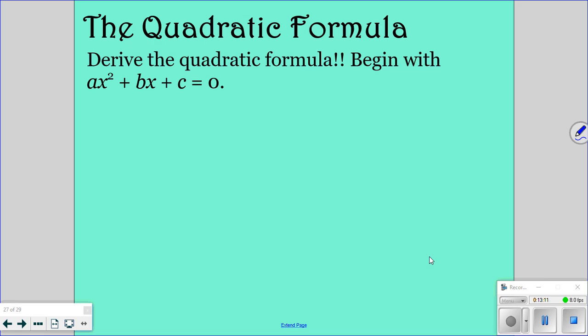You will have to do this on a test. You will have to derive the quadratic formula. So y'all can pause the video as you need to, but I'm going to go over what you're supposed to do.